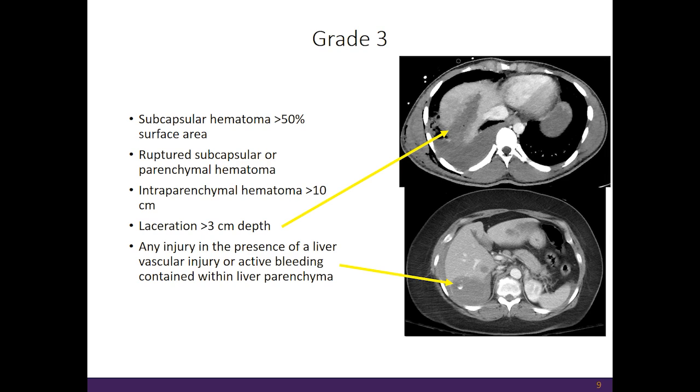A grade 3 injury to the liver is going to be a subcapsular hematoma that's greater than 50% of the surface area, a ruptured subcapsular parenchymal hematoma, an intraparenchymal hematoma that's greater than 10 centimeters, or, as you can see from the top image, a laceration that's greater than 3 centimeters in depth. On the bottom image, you're seeing a focal area of hyperattenuation, which is active bleeding, and that is also part of the grade 3 grading as well.